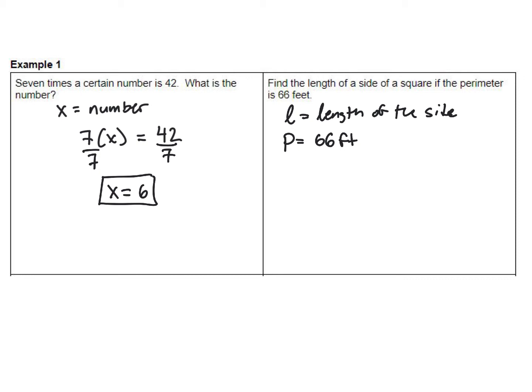Now how do we make sense of this? To help you out, I'm going to draw a picture. Let's say that we have a square. And in a square, we have 4 equal sides. I'll show it by those dashes.